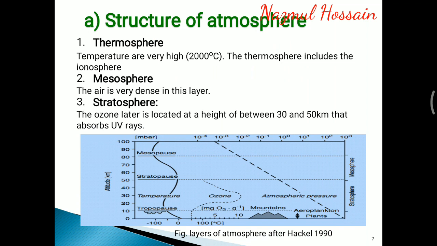Structure of atmosphere. Number one, the thermosphere. Temperatures are very high, 2000 degrees Celsius. The thermosphere includes the ionosphere. Number two, mesosphere. The air is very dense in this layer. Number three, stratosphere. The ozone layer is located at a height of between 30 and 50 kilometers and absorbs UV rays.